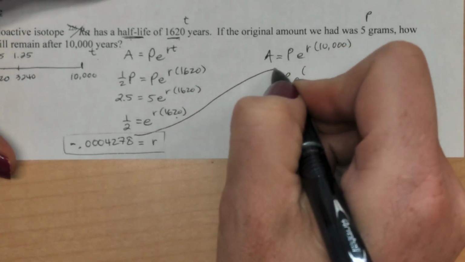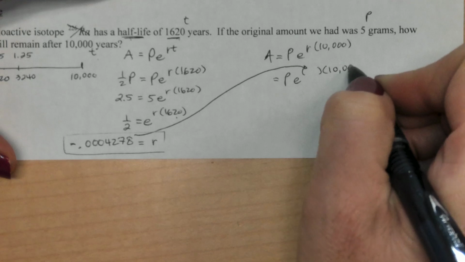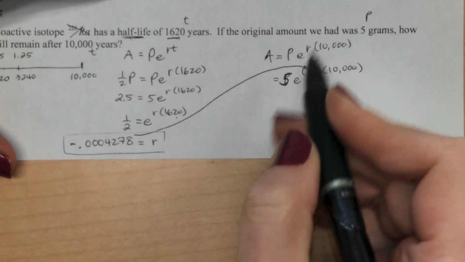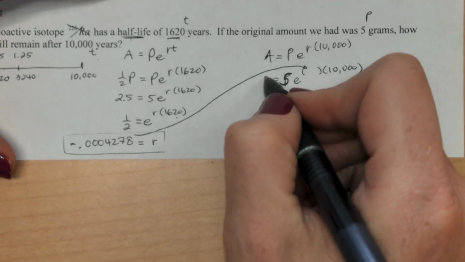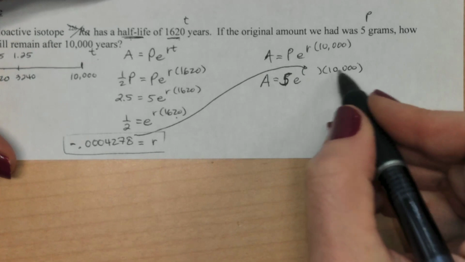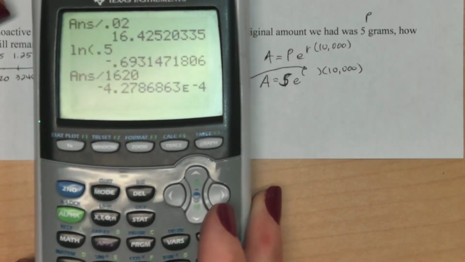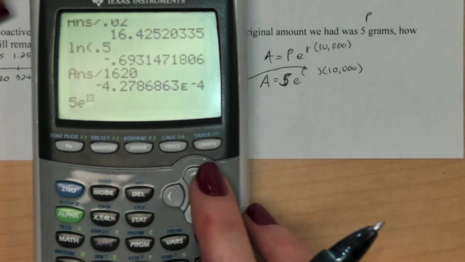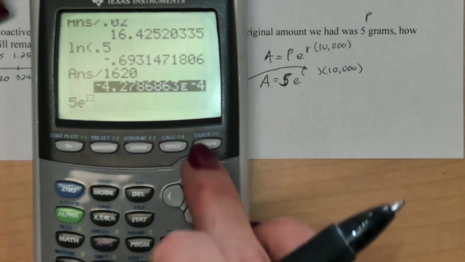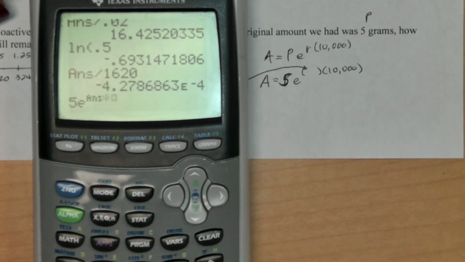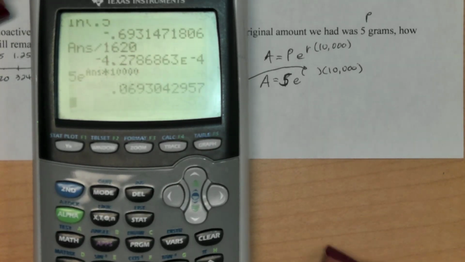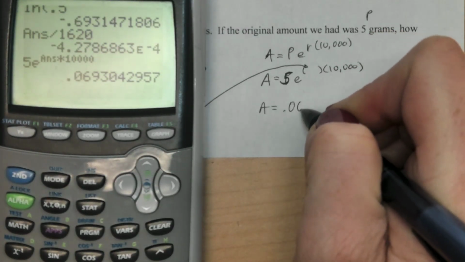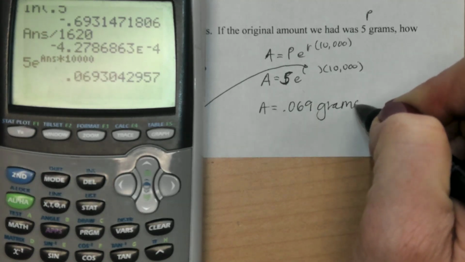I'll just arrow it because I don't want to write all that. Times my 10,000. And you know your P, so I'm going to sneak that in and make that a 5. And now we're trying to figure out how much will remain, so this is what I'm solving for, after those 10,000 years. And this I can just plug straight into my calculator. So 5e to the, and I need this answer, so you can either go up there, hit enter, and it'll bring it down, or you can hit second answer, and I'm going to times by my 10,000 years. So it looks like after those 10,000 years go by, I'm going to have 0.069 grams remaining of my original sample.